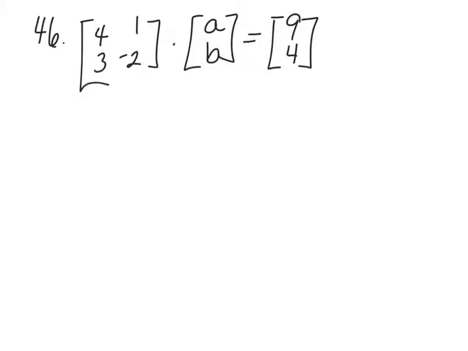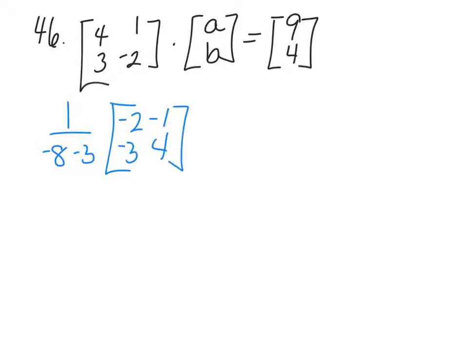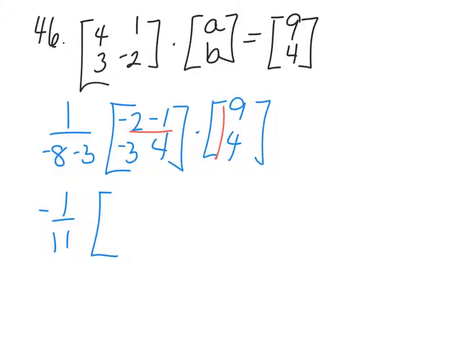So we need to find the inverse of the coefficient matrix. So 1 over negative 8 minus 3, do-si-do, change signs, and times our constant matrix. So I've got -1/11 that I'll distribute through at the end. And when I multiply matrices, we go row by column. So we've got -18 plus -4 and -27 plus 16.